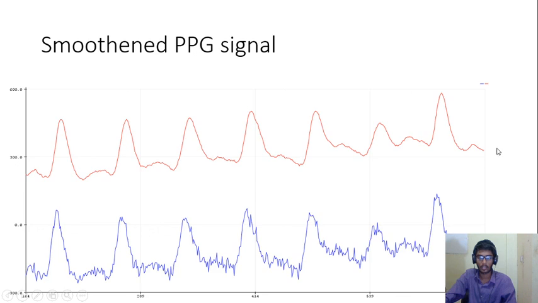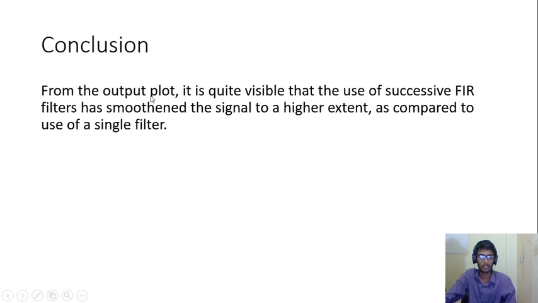So it is quite visible that use of successive FIR filters has smoothened the signal to a higher extent as compared to use of a single filter. We saw in the moving average filter that even there the signal was smoothened to quite a good extent, but the previous plot shows that we can have better results if we just use a combination of other filters as well.